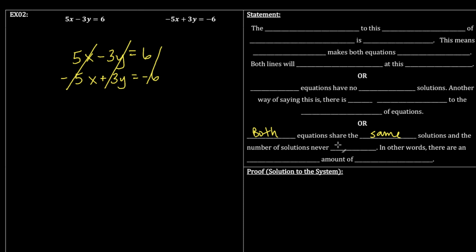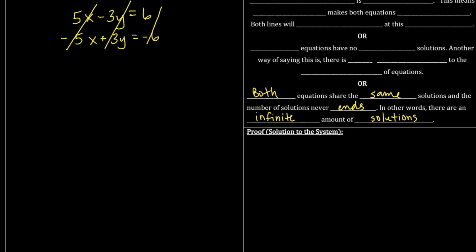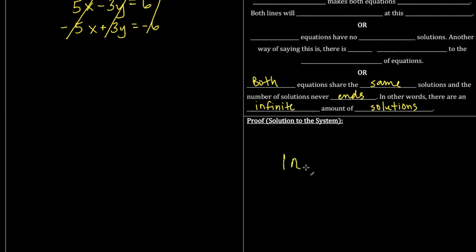And the number of solutions never ends. In other words, there are an infinite amount of solutions. What this basically means is that if an xy works in this one, then it will work in this one. And if another one works in this one, then it will work in this one. So they're the same. That's why when you try to put them together, everything goes away. So here, once again, we'll put infinite solutions.